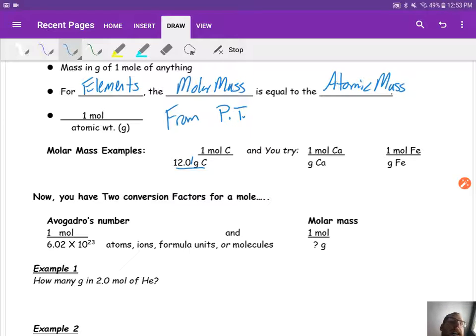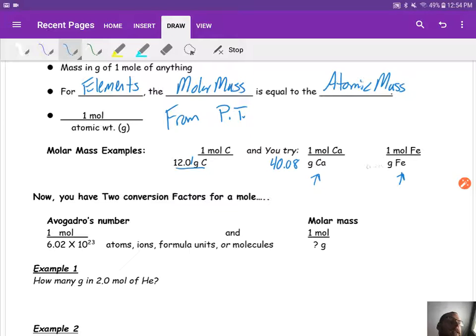Why don't you get your periodic tables out and figure out the molar mass of calcium and the molar mass of iron. When we take a look, the molar mass for calcium is 40.08. Pretty straightforward, pretty easy. Then if we look for iron, make sure you are looking at iron. The hardest part about this is going to be finding the elements. Once you get familiar with them, it'll be so much easier.